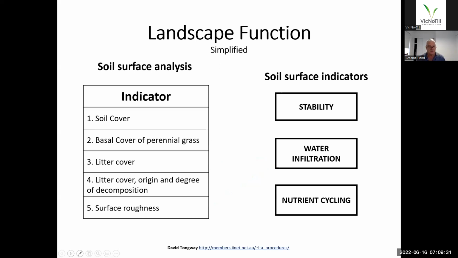Nutrient cycling, which is crucial. If you want to increase soil carbon, you must increase nutrient cycling. So if you want to increase soil structure, you've got to increase nutrient cycling. If you want to lower your costs, you've got to increase nutrient cycling. So this is the really big one that we need to focus on.